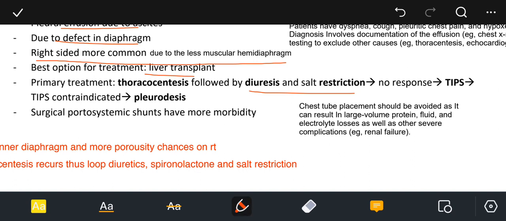If there is no response, you should go for the TIPS procedure, transjugular intrahepatic portosystemic shunt, which is a shunt placed between the portal vein and the hepatic vein. TIPS is contraindicated in pleurodesis. Surgical portosystemic shunts have more morbidity.